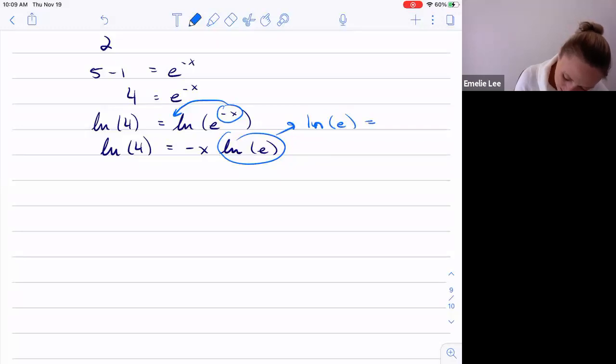Log of e is just 1. Log base e of e is just 1, because e to the power of what equals e? Well, it's 1.